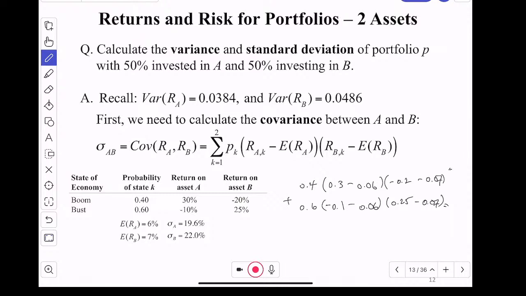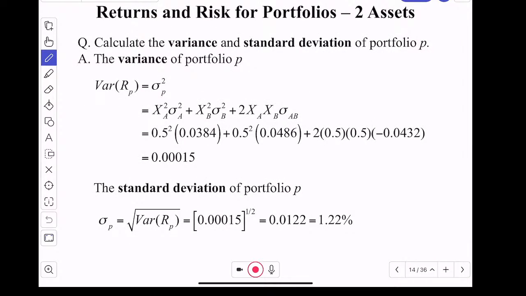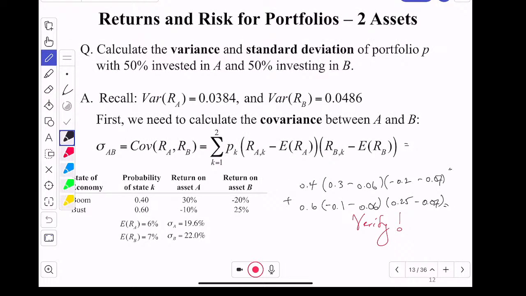So what do you get? Turns out you get negative 0.0432. That's what you should get out of this exercise here. So what does it mean? Because it's a negative, it means A and B are negatively correlated. Now we knew that, but we actually have a measure of that, although it's not really interpretable. What does negative 0.0432 mean?